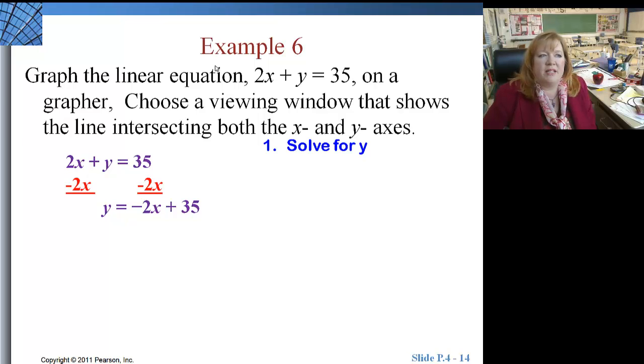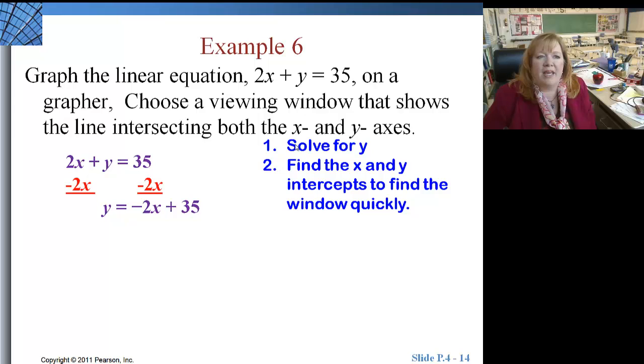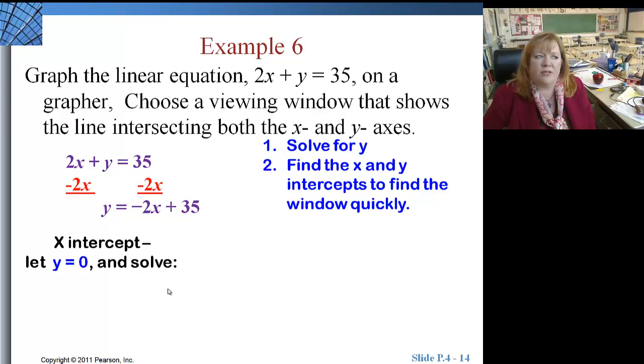Now then, we need to find the x and the y intercepts because it asks us to choose a viewing window that shows the line intersecting both the x and y axes. That's where it crosses the x and the y axis, so that it crosses the x-axis at the x-intercept and the y-axis at the y-intercept. In order to find the x-intercept, you may recall that you put a 0 in for y and solve for x. Let y equal 0 and solve.